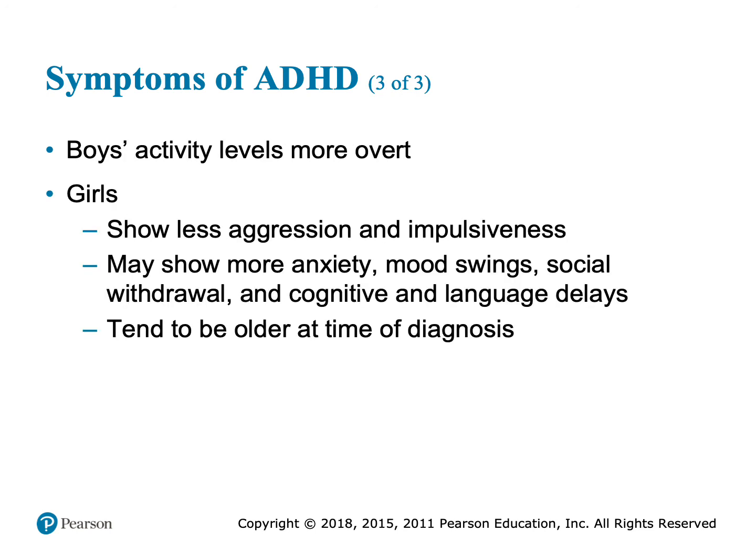Boys' activities are more overt, meaning they're shown more openly, whereas girls show less aggression and impulsiveness. This is for kids who have ADHD. The girls show less aggression and impulsiveness. They might show more anxiety, mood swings, social withdrawal, and cognitive and language delays. And they tend to be older at the time of the diagnosis.